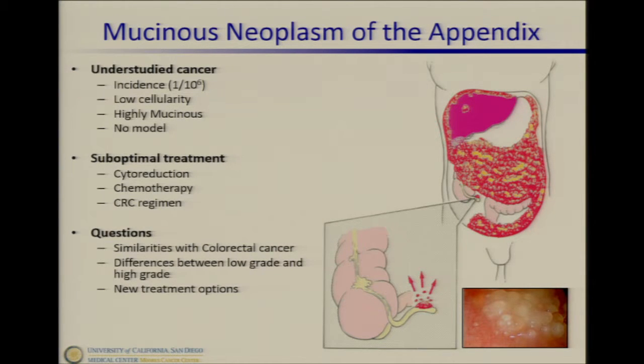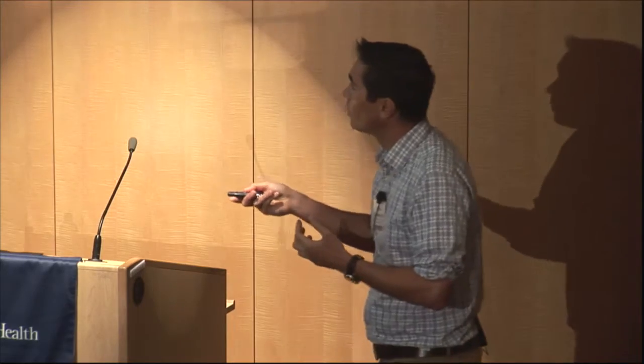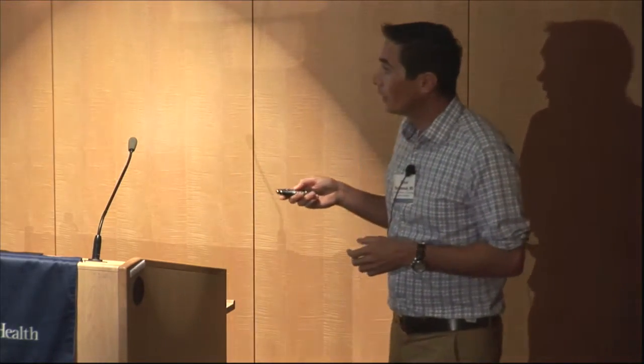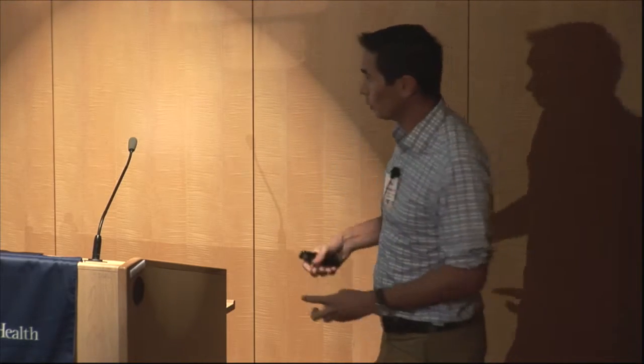So what were the questions that we had when we started to wonder about the genetics of this PMP? It was really, how similar are these alterations to colorectal cancer? After all, the appendix is a little piece of your intestine, right? Are there differences at the molecular level between the low grade and the high grade, like Dr. Valasek just mentioned? And finally, can we understand which pathways are altered so that we can come up with maybe new treatment options, more personalized treatment options? So this is really the goal of it.